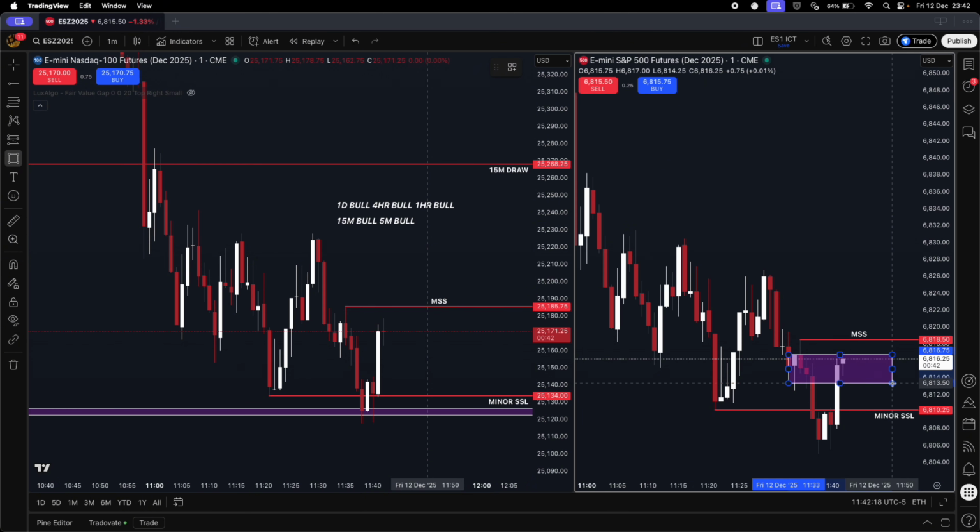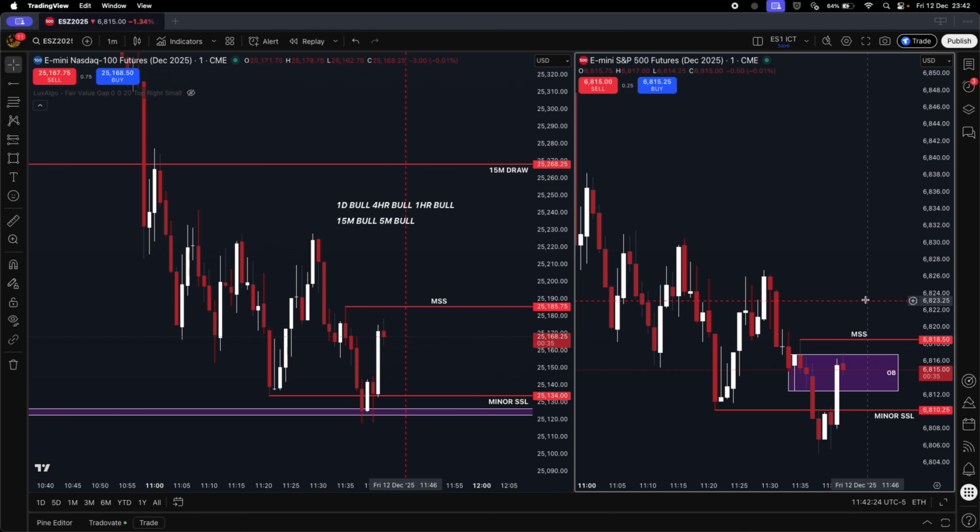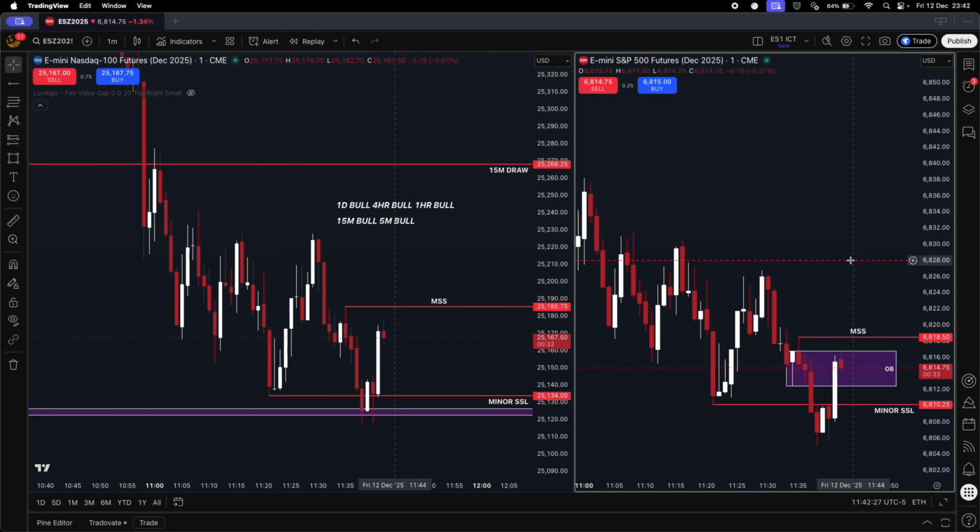So this is our bearish order block, currently acting as a bearish confluence for price to draw lower, and that's where we look for that bullish shift in market structure.